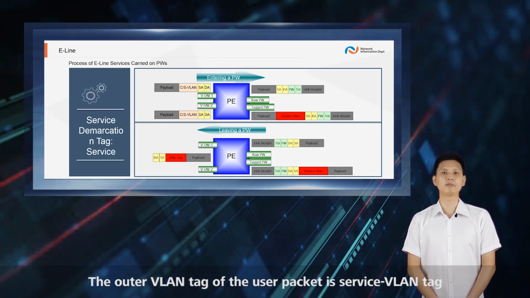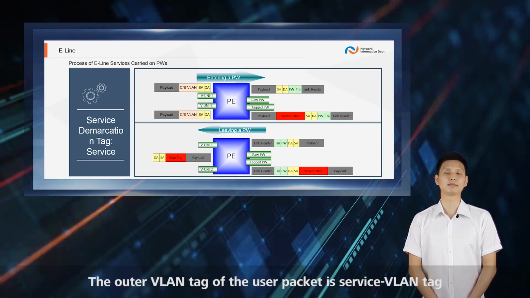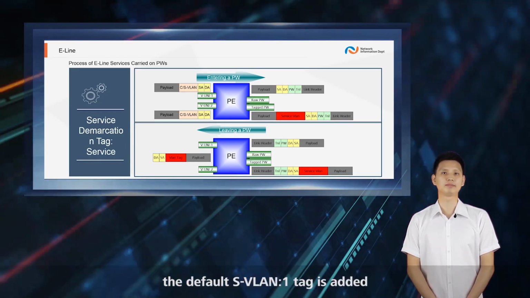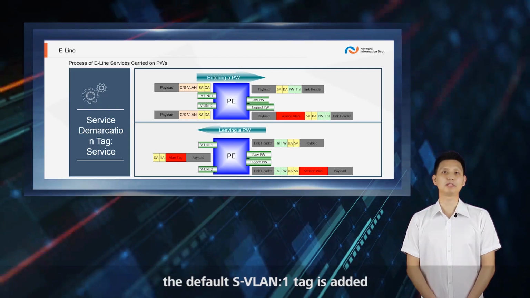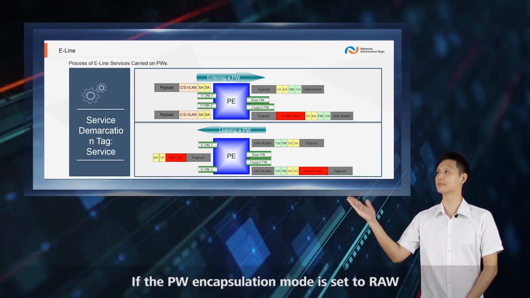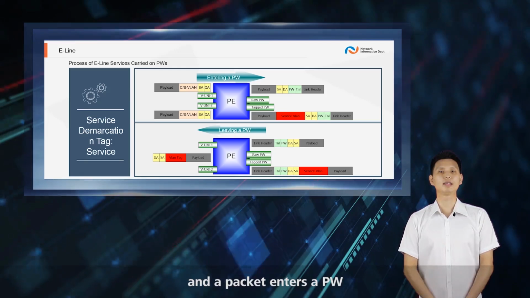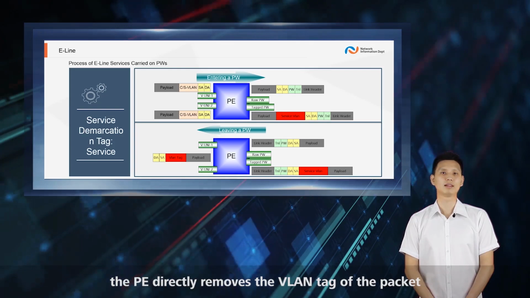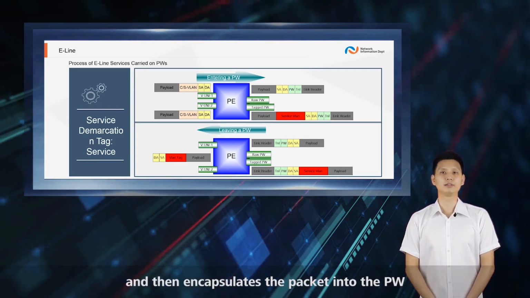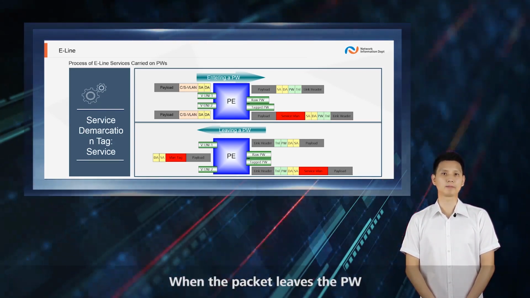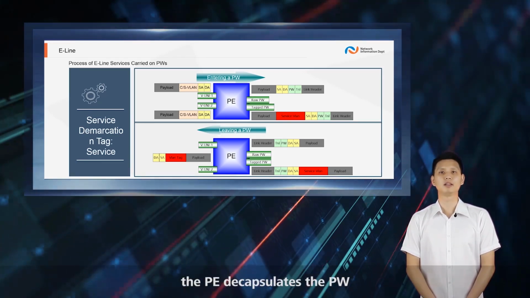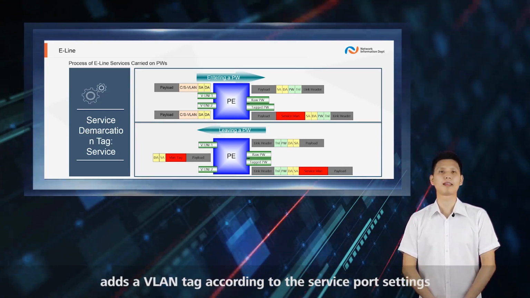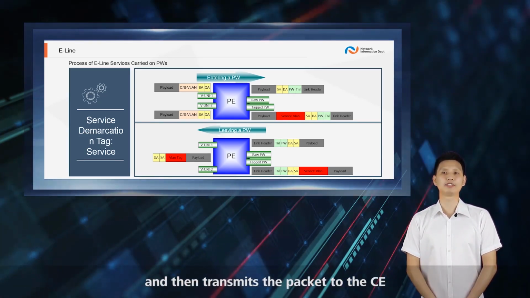The outer VLAN tag of the user packet is service VLAN tag. If the user packet does not have a VLAN tag, the default SVLAN1 tag is added. If the PW encapsulation mode is set to raw and a packet enters a PW, the PE directly removes the VLAN tag of the packet and then encapsulates the packet into the PW. When the packet leaves the PW, the PE decapsulates the PW, adds a VLAN tag according to the service port settings, and then transmits the packet to the CE.